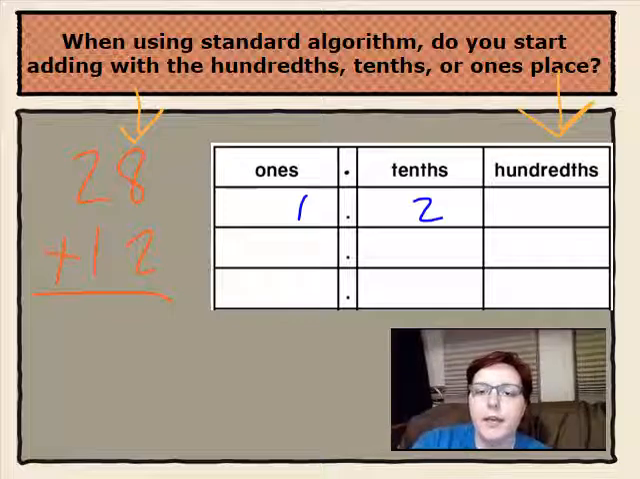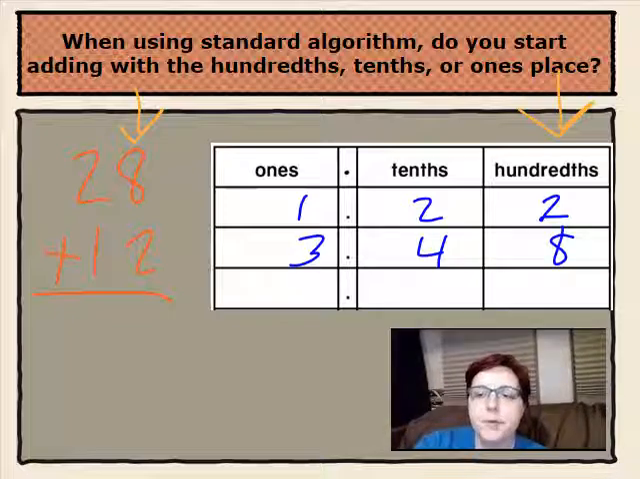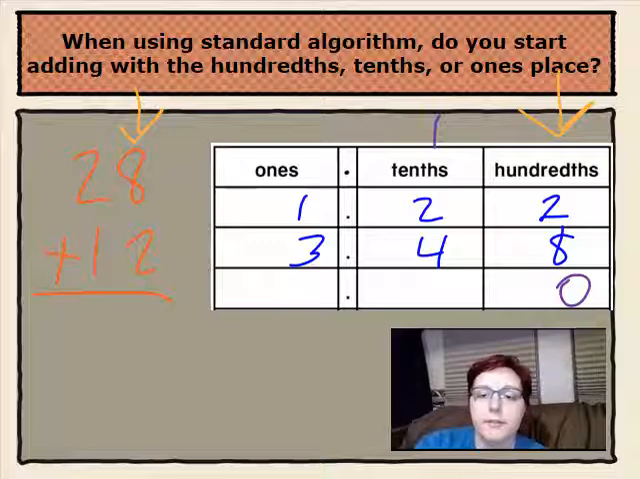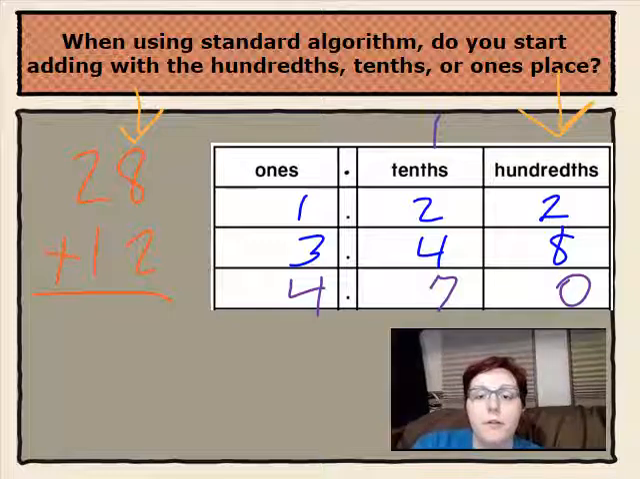Let's say I have 1 and 22 hundredths and 3 and 48 hundredths, and I wanted to add them. I would start adding with the hundredths place. 8 plus 2 is 10. 4 plus 2 plus 1 is 7. And 3 plus 1 is 4. So we would have 4 and 70 hundredths.